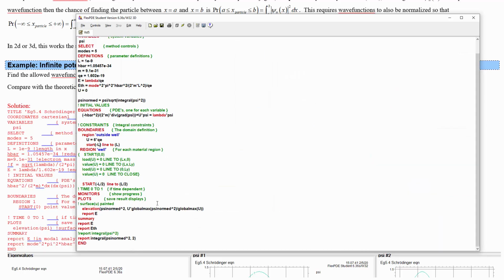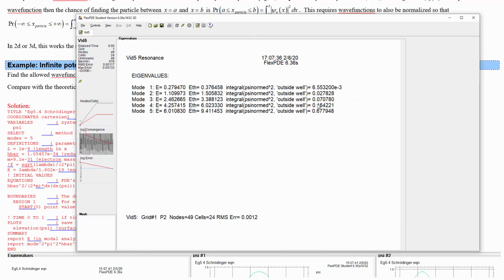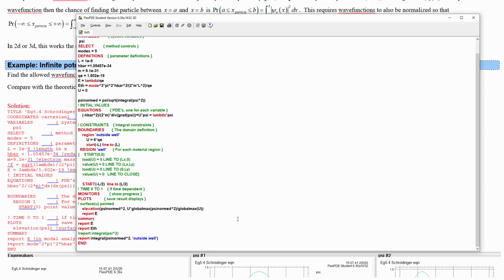Okay, yeah, on the region stuff, if we want to know outside the well, we could just directly go, let's see, does that work? Yeah, that is working. So that gives us the same thing as 1 minus the chance that we're inside the well.